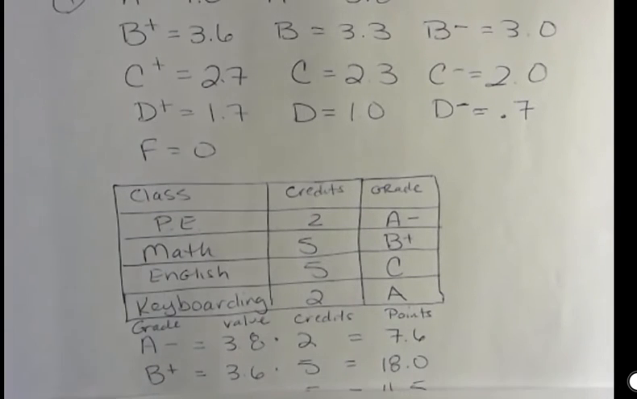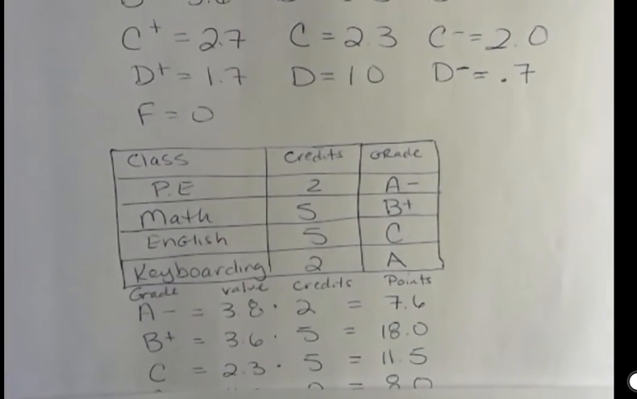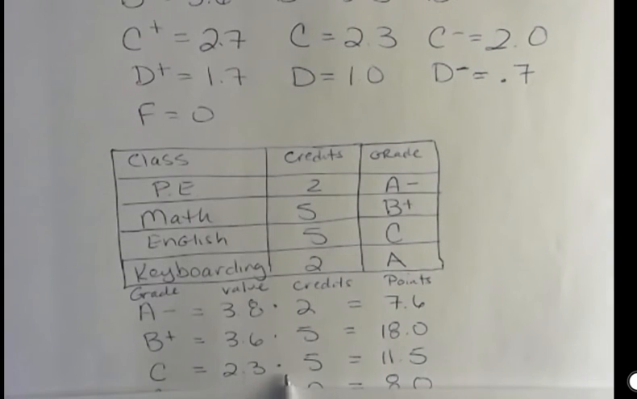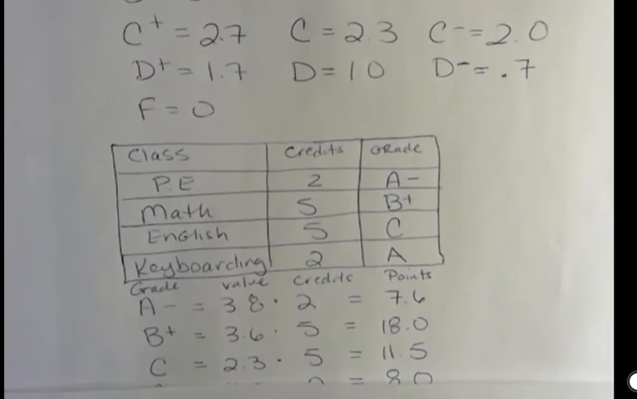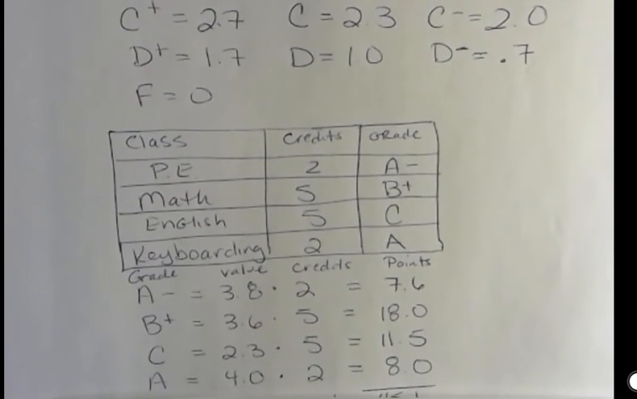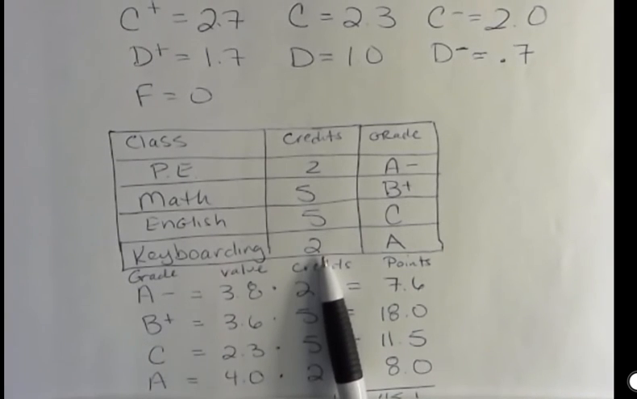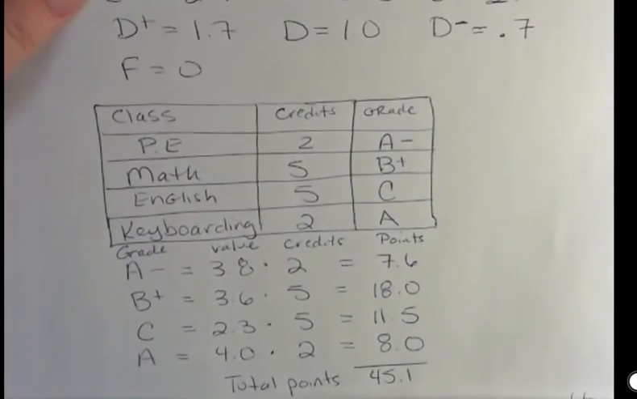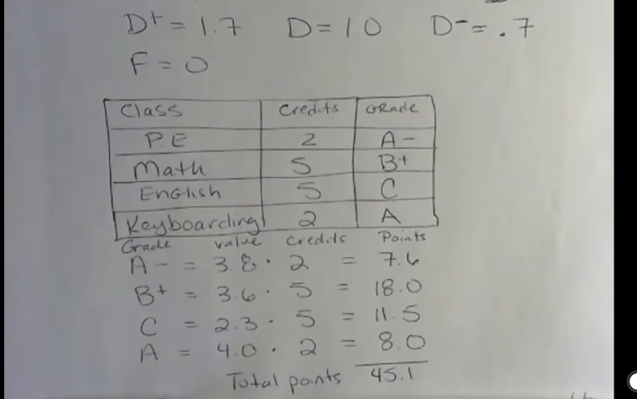That's pretty good. The next class was C. A C is only worth 2.3 points, and that's 5 credits of a C, which gave us 11.5 points. Not that many points for a 5 credit class, right? And then for our last one, we have A was a 4.0, but that again was just a 2 credit class, so it gave us 8 points. So what we do is we figure out how many points we made all together that quarter, and the total points for that quarter was 45.1 points.